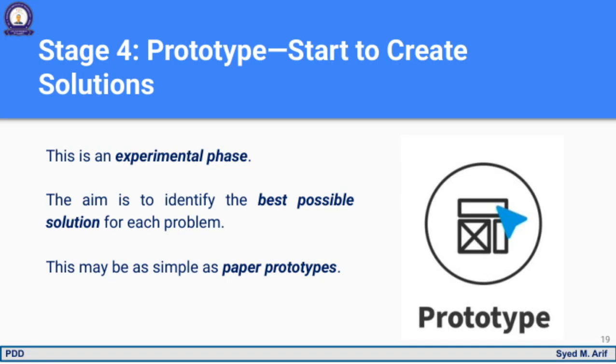This is an experimental phase. The goal here is to identify the best possible solution for each problem we're facing. Sometimes, that can be as simple as creating paper prototypes to quickly test ideas. This stage, Stage 4, is all about starting to create solutions through prototyping. It's a crucial step because it allows us to turn ideas into tangible forms and see what works and what doesn't. Remember, the key is to experiment and learn from each iteration, keeping our focus on finding the most effective solutions for our challenges.